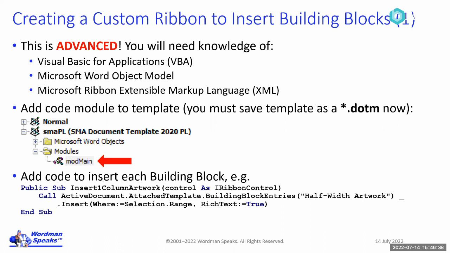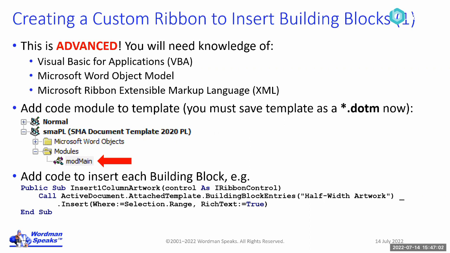Now your template, once we start adding macros, is going to be a .dotm, not a .dotx. Remember what I said, you can't store macros in a .dotx template. You'll see here that I've created a code module in the VBA editor. And then we can add code to insert a building block. So that's what that looks like.